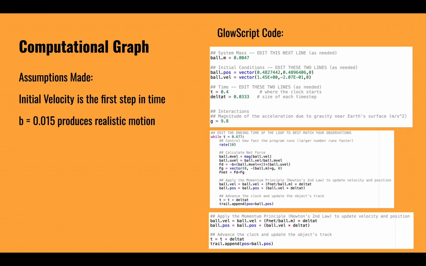And so for the GlowScript code, here we can see that the mass of the ball is around 4.7 grams. And for the initial conditions, we have the position and velocity vectors. We started at time 0.4. And of course, gravity is 9.8.